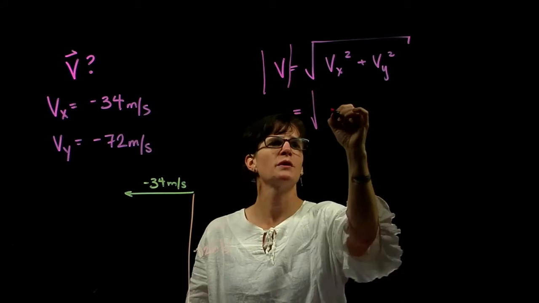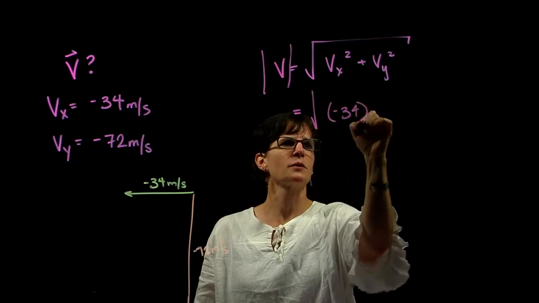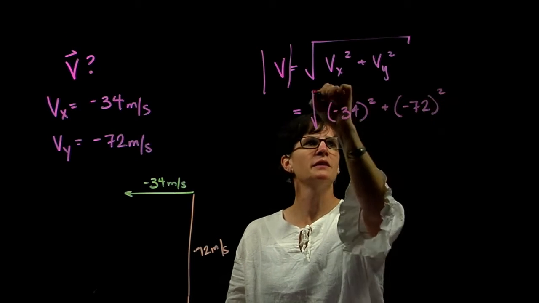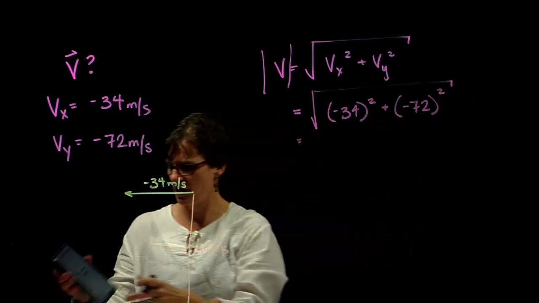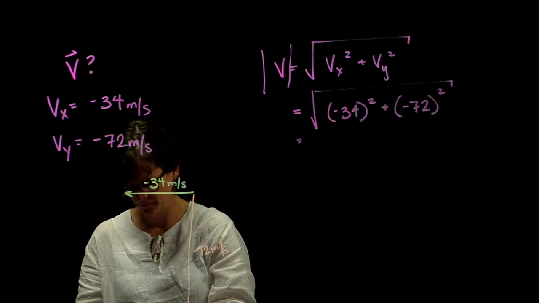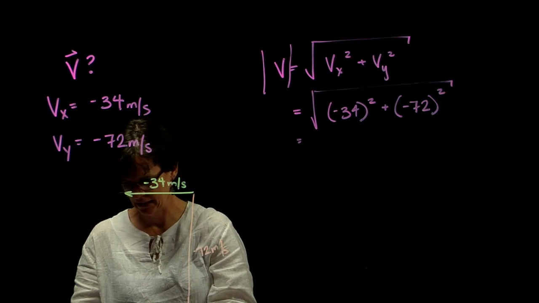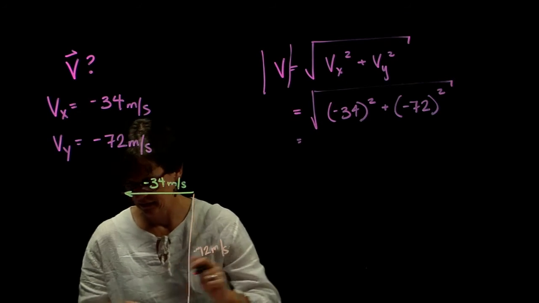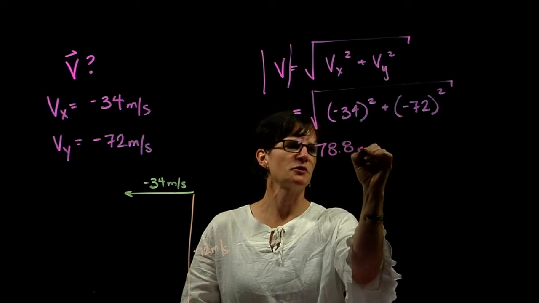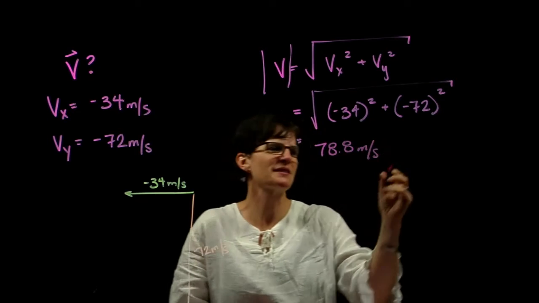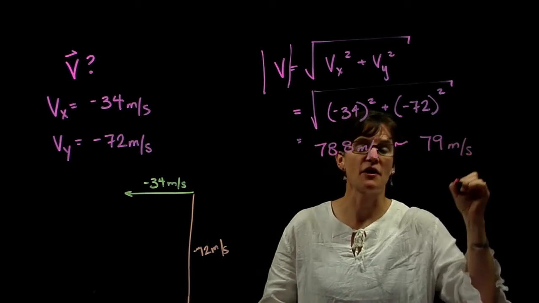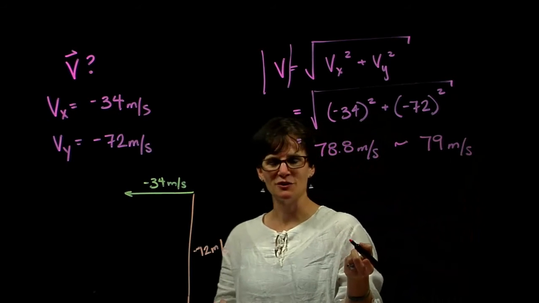We have the square root of negative 34 squared plus negative 72 squared. And so our magnitude of our resultant vector is 78.8 meters per second. And if we're using proper significant figures, that's 79 meters per second. Now that's just the magnitude, so we also need the direction.